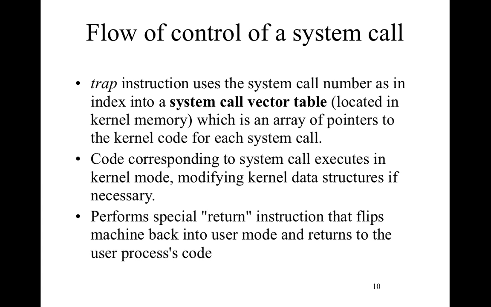But anyway, so the trap is instructions. It uses a system call number as an index into the system call vector table, an array of pointers for system calls. That code is associated with instructions that the kernel is supposed to do. And the code corresponding to the system call executes in kernel mode, modifying the kernel data structures if necessary. So it's all about the kernel understanding what the instruction is and then using that instruction.